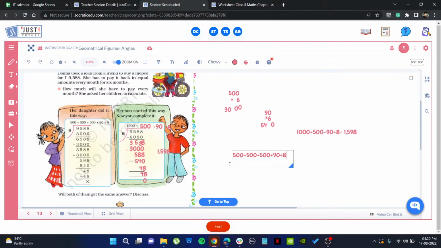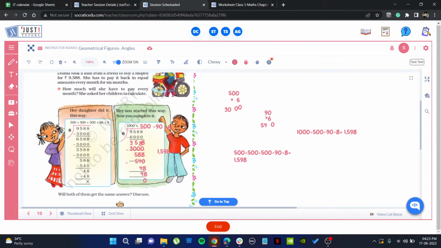On adding them together, we get the same answer, which is 1598. So in both the cases we are getting the same answer. So it means that both of them are absolutely correct. So we can say that Dolma has to pay how much? She has to pay a sum of 1598 every month for 6 months to her friend.